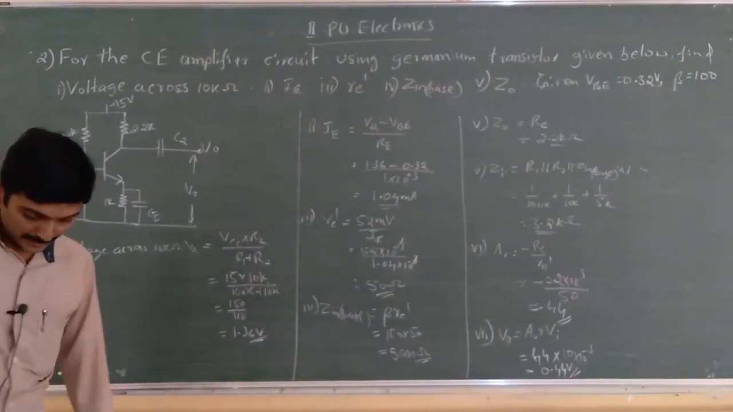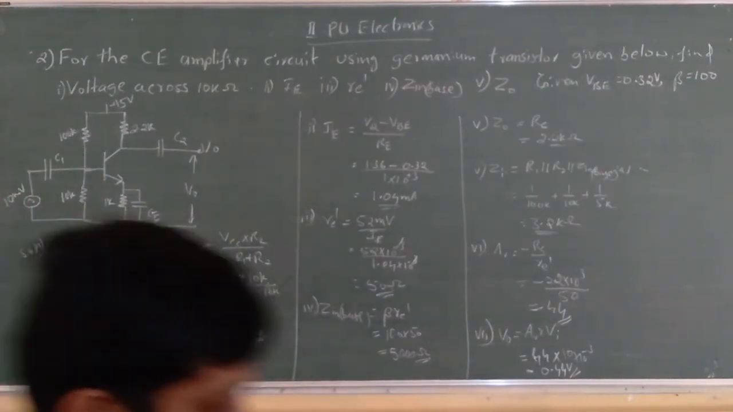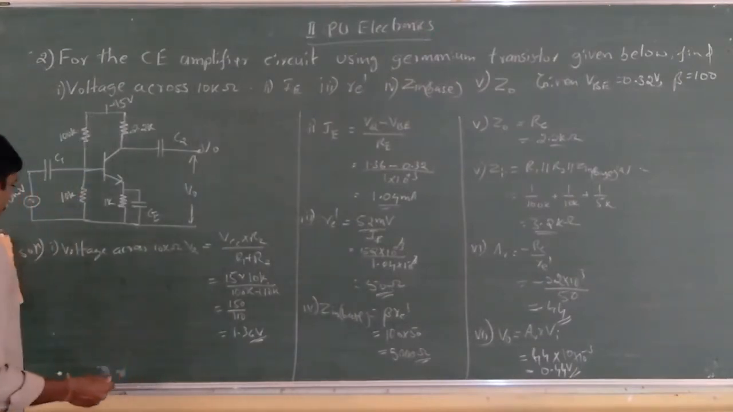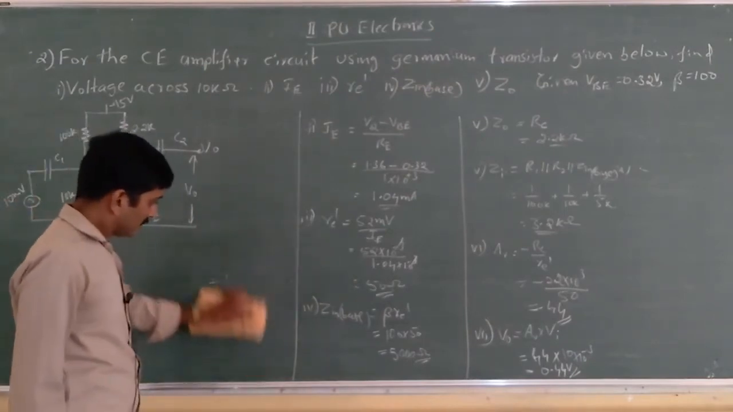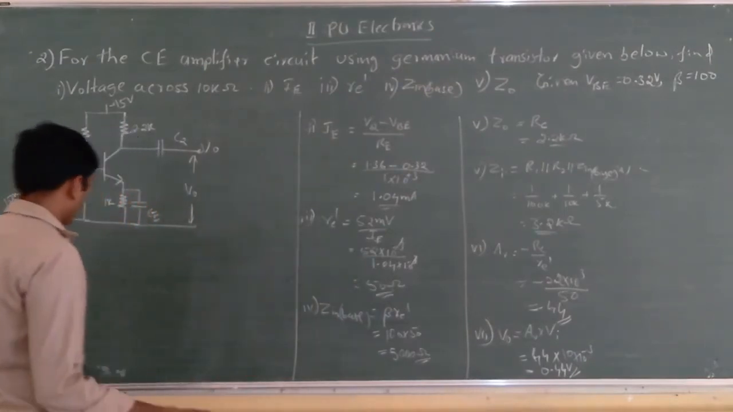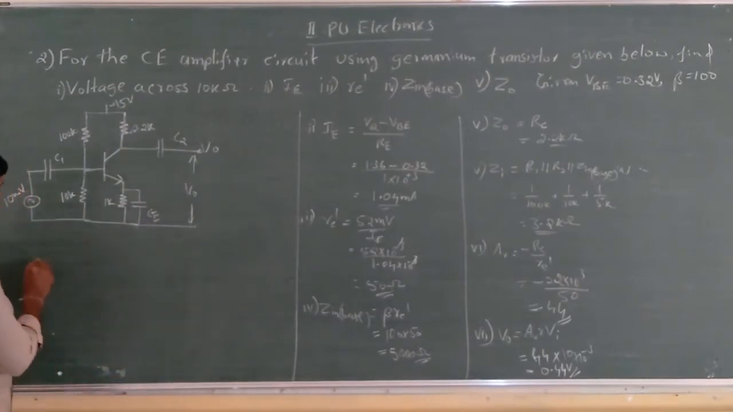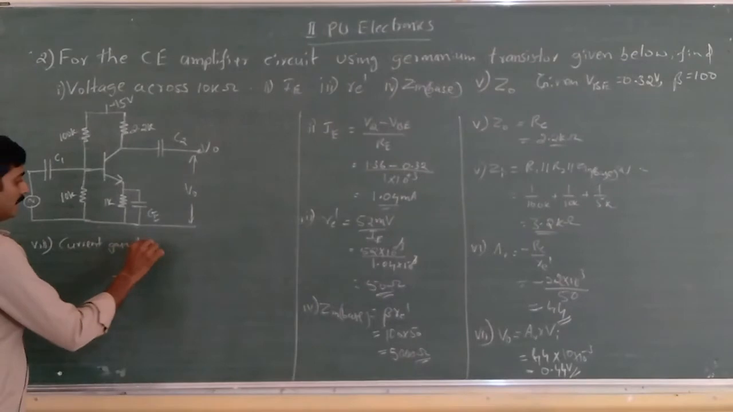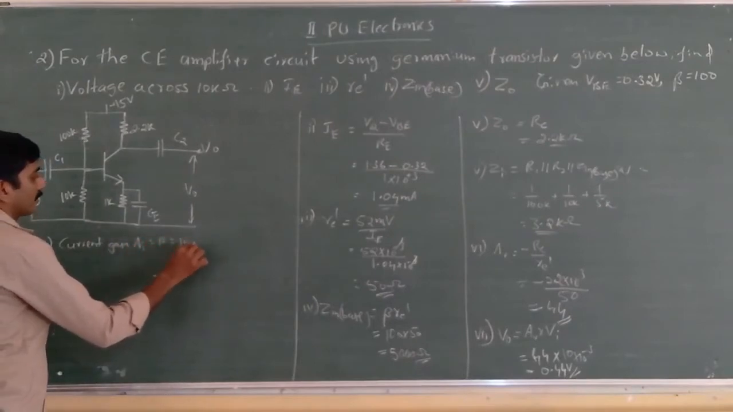Okay. Next calculation I can include here. Which calculation can I include here? V naught is over. Next, you can write the current gain here. Next, voltage gain in decibel, current gain in decibel, and power gain. Next calculation I can add here, 7th one, 8th one, current gain. Current gain AI equal to beta equal to 100.